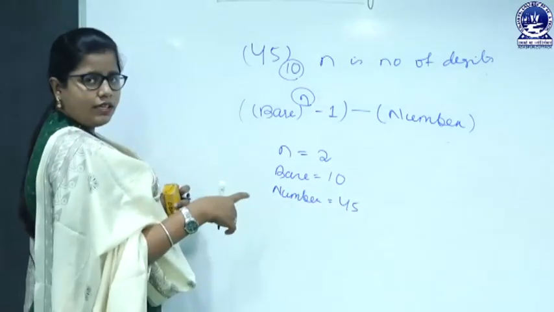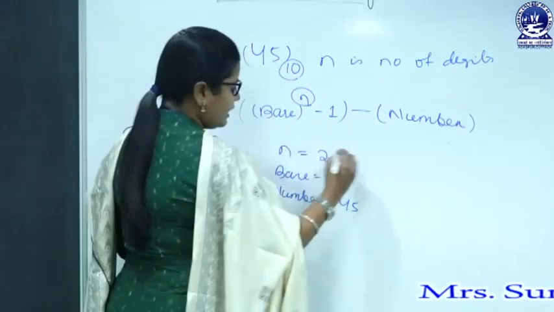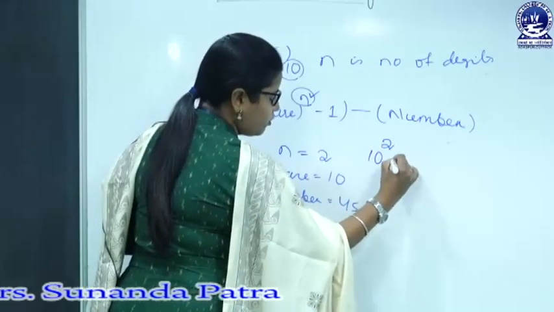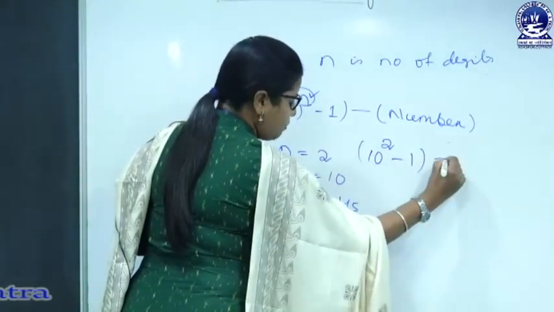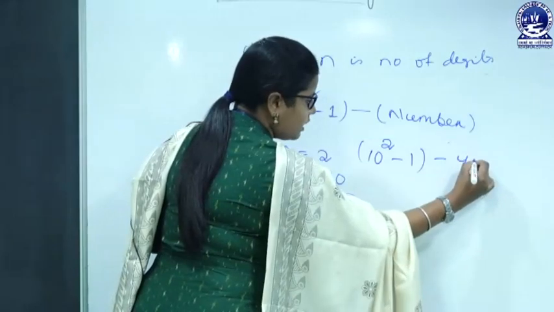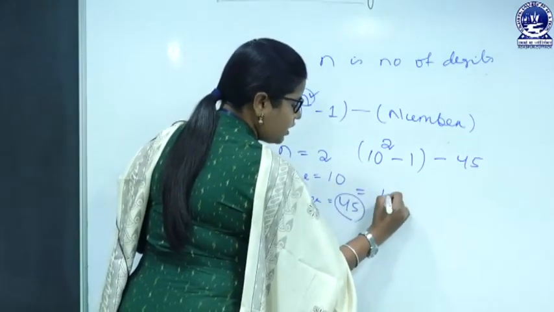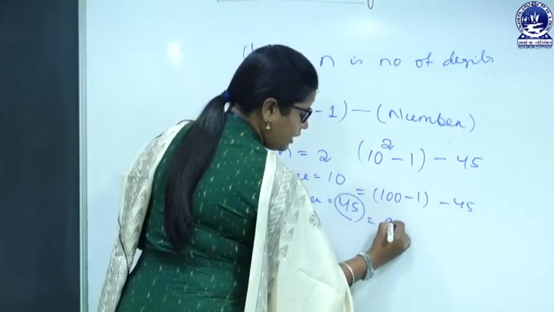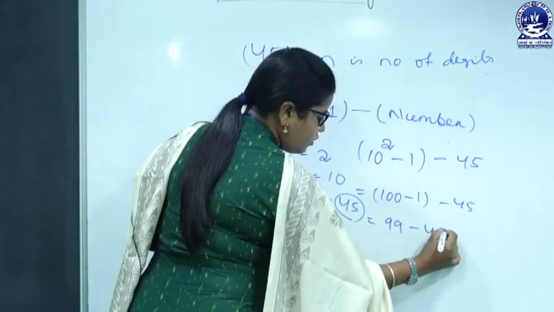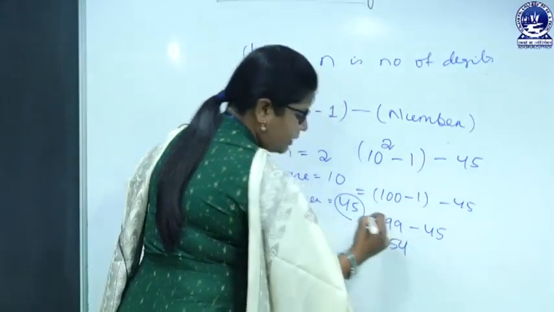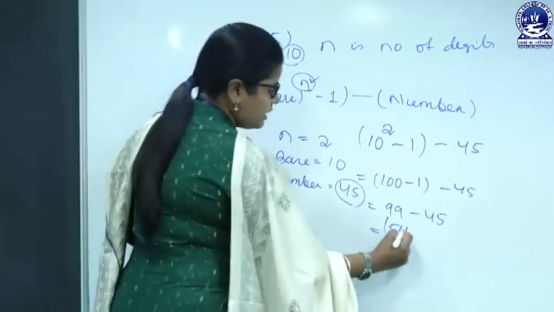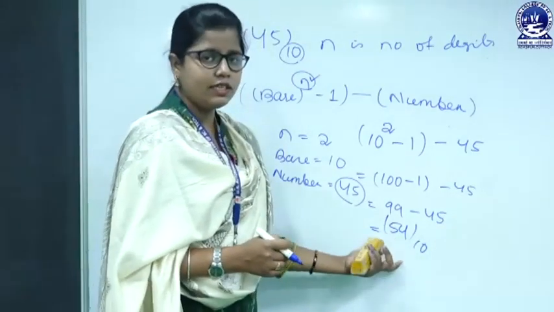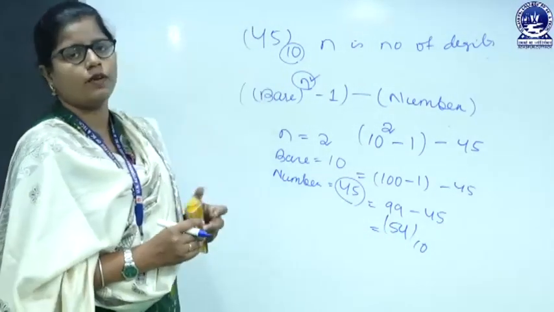So how to calculate the complement of 45? That is base 10 to the power n, so 10 to the power 2, minus 1, minus the number 45. So this is 100 minus 1 minus 45, which is 99 minus 45. So that is 54. This is 54 in base 10. So 54 is the complement of 45.